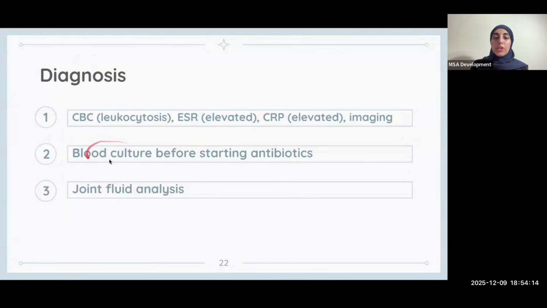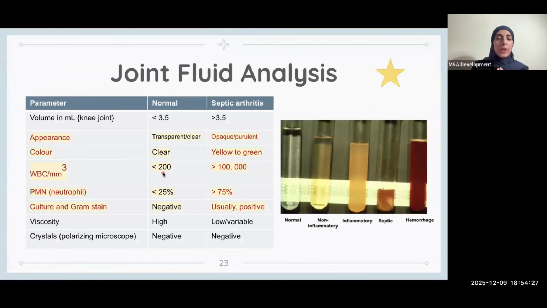So blood culture, why? Because we said that the most common way is hematogenous. So you're probably going to have some bacteria in the blood. So blood culture is important. And then joint fluid analysis, obviously, you want to look at the joint fluid to see if it's infected. What you're going to see is the appearance of this joint fluid is going to be more opaque or purulent compared to the normal transparent color. It's going to be more yellow, green. So think of pus and imagine the fluid as having a lot of pus and being yellow and green and all signs of bacterial infection.